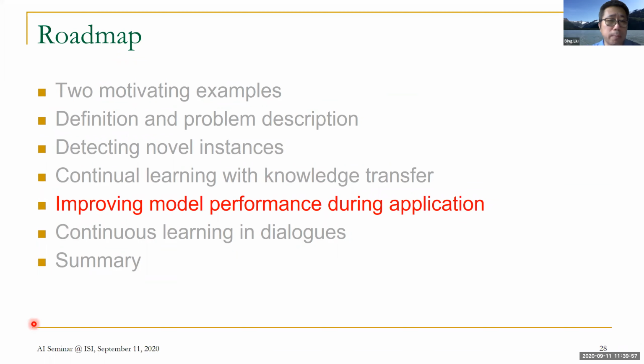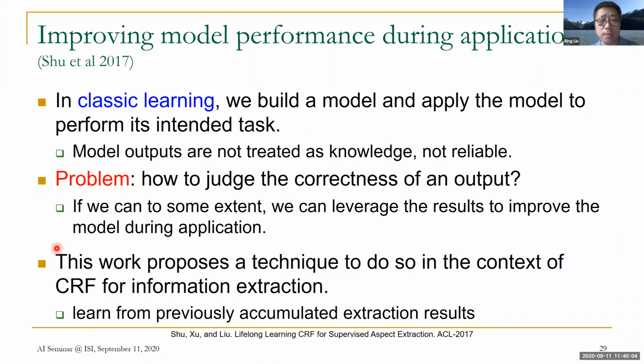Another thing we tried was improving the model performance during application. As we mentioned, in the classic paradigm, when the model is built, you just apply it and you don't change the model anymore, until you have the next round of batch training. But how do we improve the model during the application process, or at least improve its performance? In this particular work, we try to use model output to serve as useful knowledge, which can be used by the model itself.